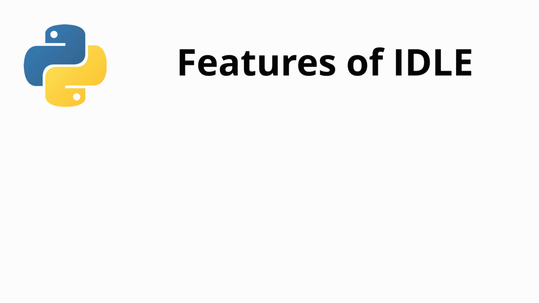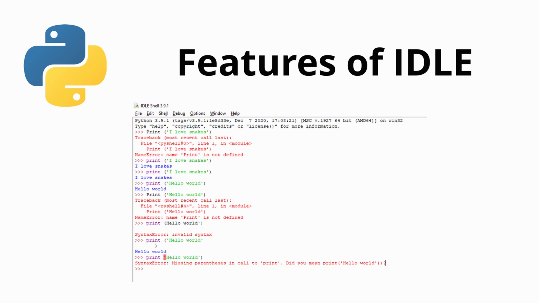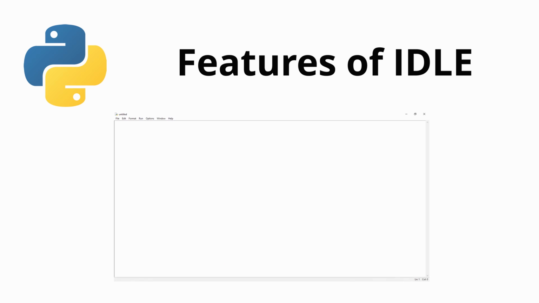Python has two main types of input windows. The first one is a shell window, and that's what we're going to focus on for the rest of this lesson. And the second one is a text editor, which is used for more complex code and programming. We'll talk about that in a subsequent lecture.